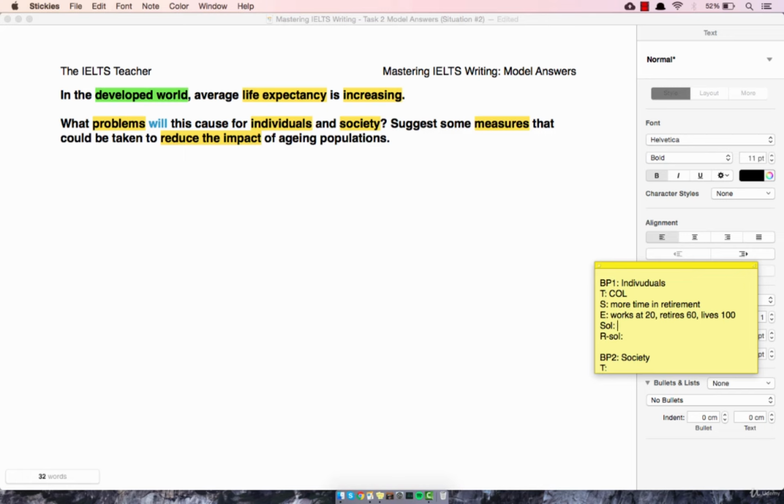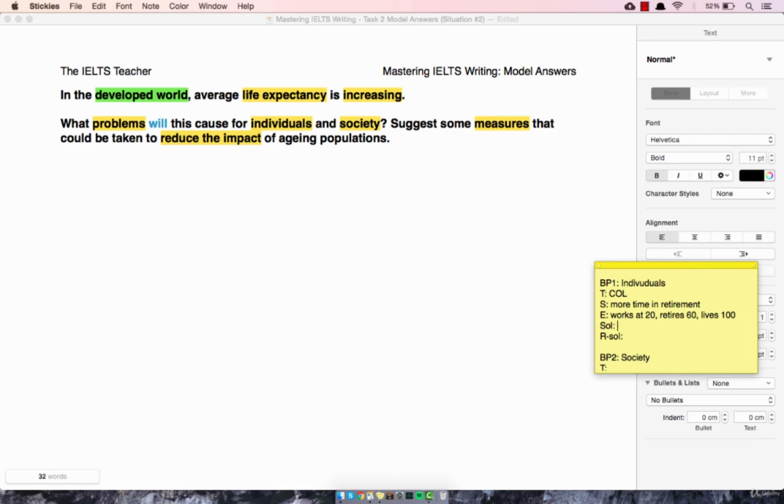What might be the solution to this issue? Well, although it's not a very nice solution, that's not really what we're looking at when it comes to IELTS. We don't have to think about pleasing everybody. We just need to make a logical assessment here in terms of the solution.